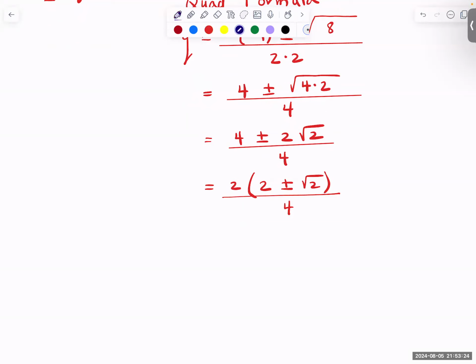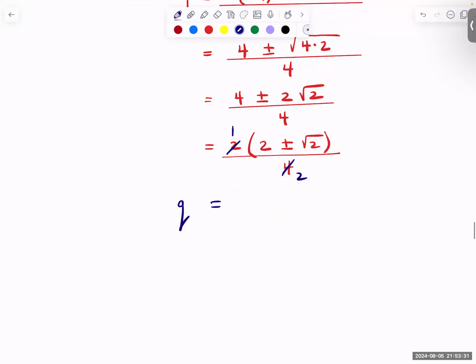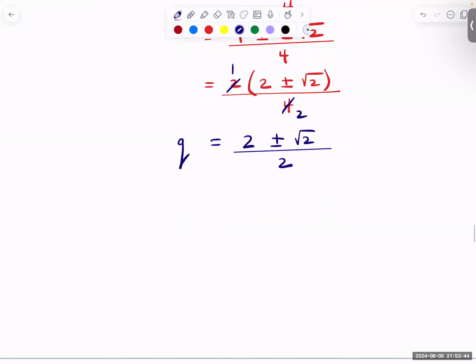Now, the 2 outside the parentheses is a factor. Factors can be divided and canceled. So 2 divides 2 one time, 2 divides 4 twice. So our two real number irrational roots are 2 plus or minus square root of 2, all divided by 2. Probably would not change this, but it's also that you can divide the denominator into each term of the numerator is the equivalent.